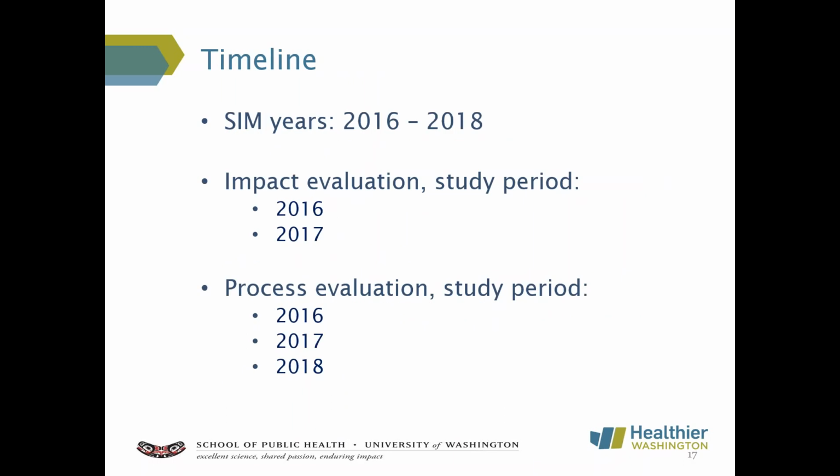Now, in terms of timeline, the SIM project runs for 3 years, 2016, 2017, and 2018. The quantitative impact evaluation will be drawing on and utilizing data mainly from 2 years, 2016 and 2017. We have to finish up our work by the end of 2018, and so basically, in terms of the available data, it limits us to those 2 years. For the process evaluation, we'll be collecting data from all 3 years.